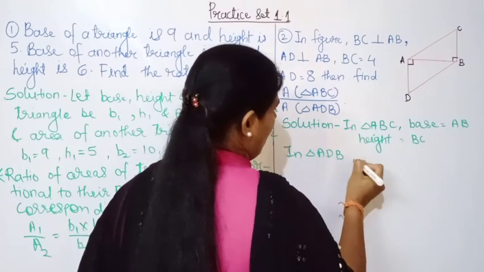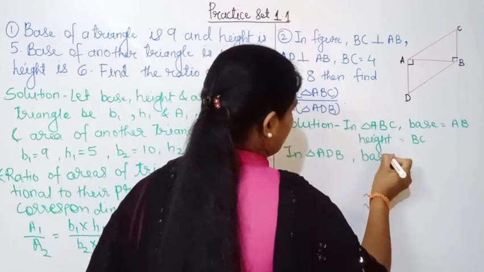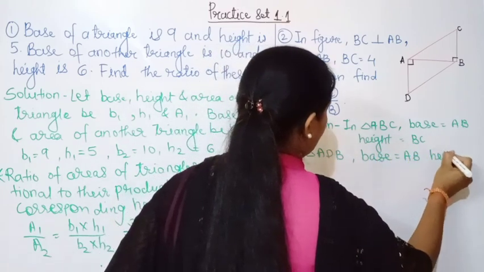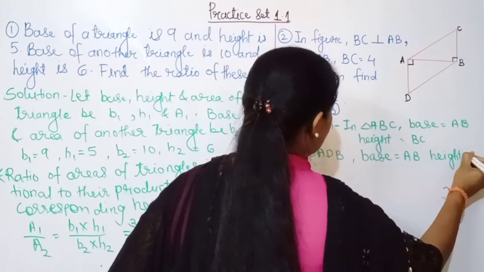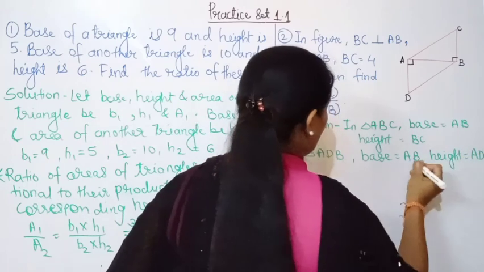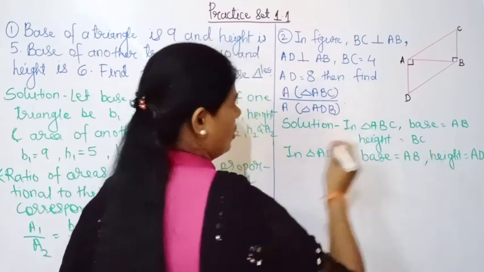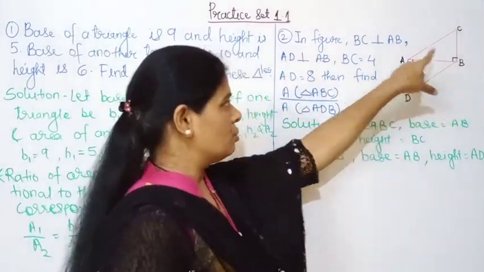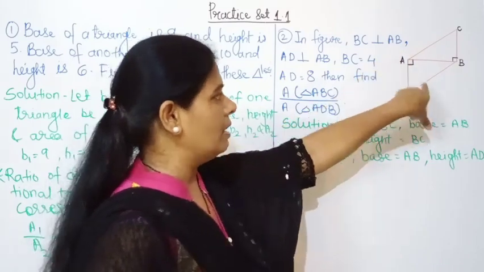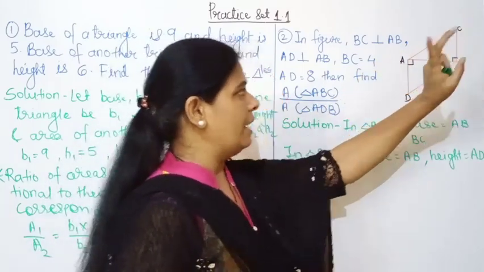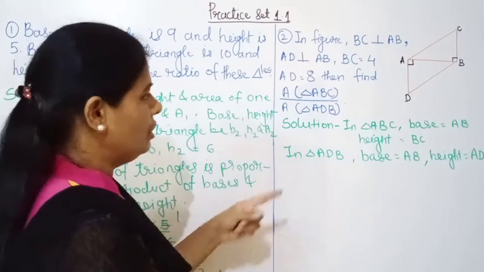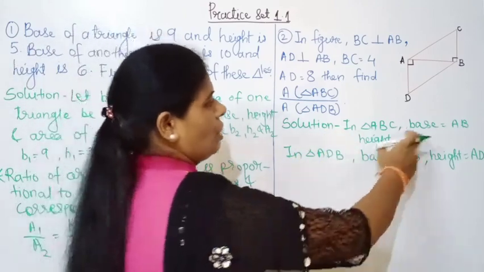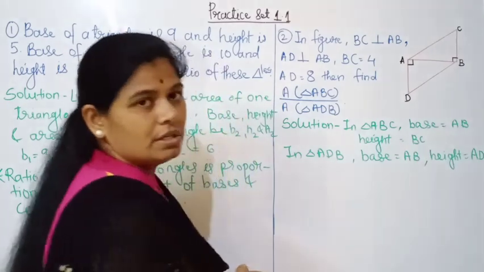Okay, now second triangle, triangle ADB. In this triangle, what is the base? The base is AB. And what is the height? Height is AD, because you can see in the diagram it is already given that AD is perpendicular on AB. So AD is the height of triangle ADB and BC is the height of triangle ABC. Now in these two triangles, ABC and ADB, what is common? The base is common.